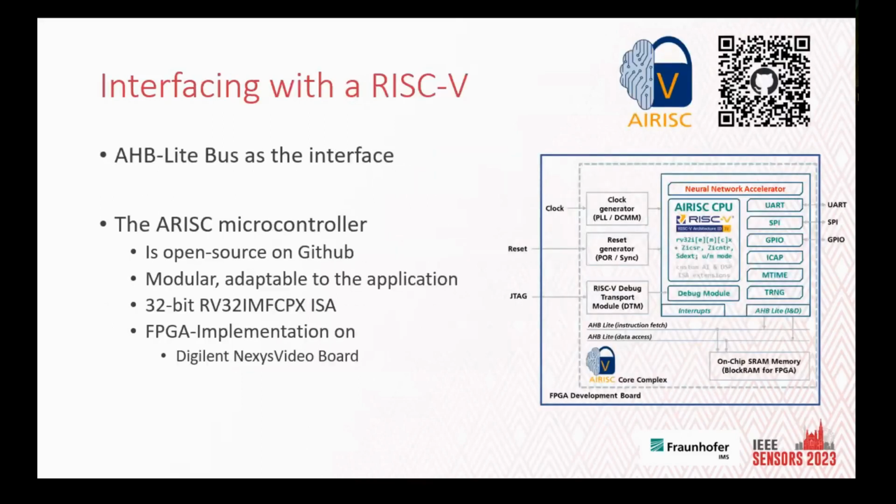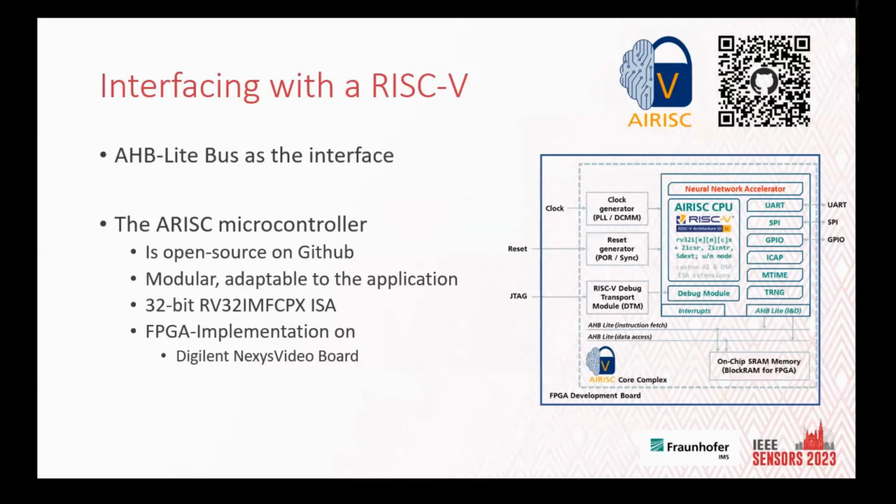The basis platform that we always use in our group is the RISC-V processor. RISC-V is an open instruction set invented at the University of Berkeley and has been around for about 10 years now. The AI RISC, our implementation of this open instruction set, is open source available on GitHub. You can see it in the upload here.